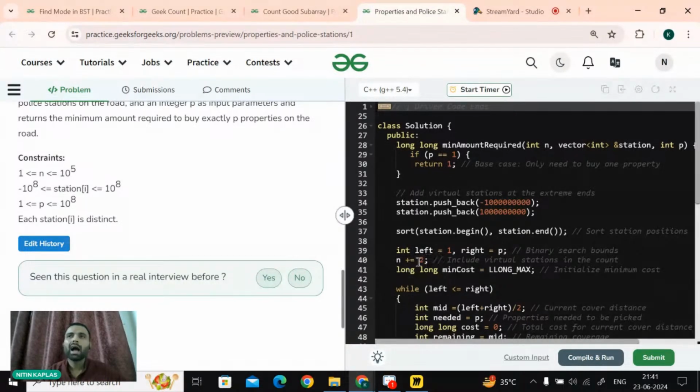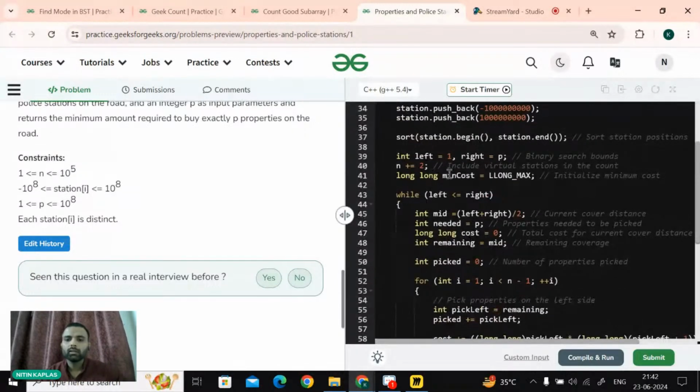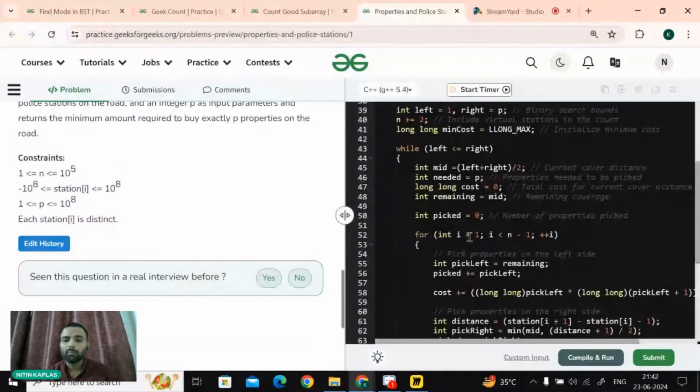Okay. Now I want the minimum answer. So what I'm doing is I just create a variable which is min cost and make it long max, right? So I make a variable min cost which, like, stores the value which is max. Now, inside this loop, I make the left right combination and find the midpoint. After that, let's understand step by step.